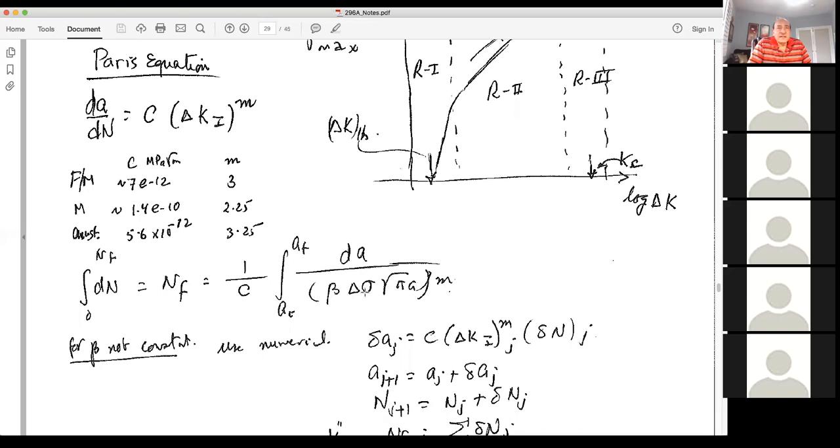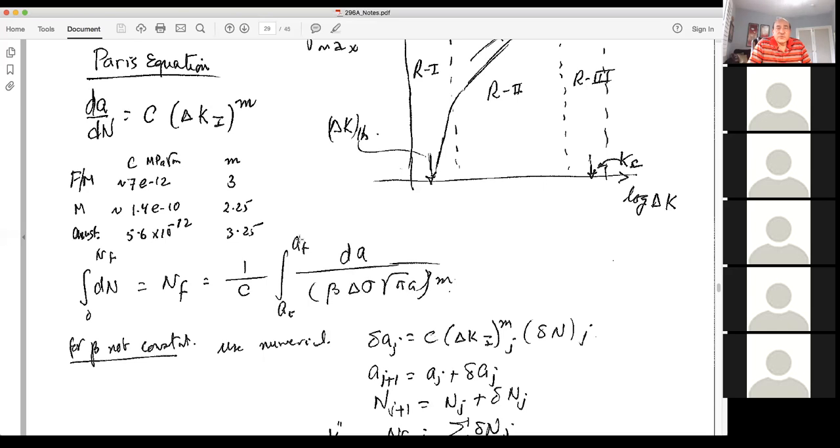The only issue is if the crack grows, then beta can change. But in some practices, we see that the change in beta is very small over the number of cycles if the crack doesn't grow too much. And therefore, the problem becomes very easy because we can pull things out of the integral and integrate from an initial size to a final size.